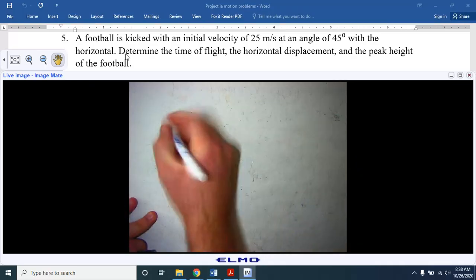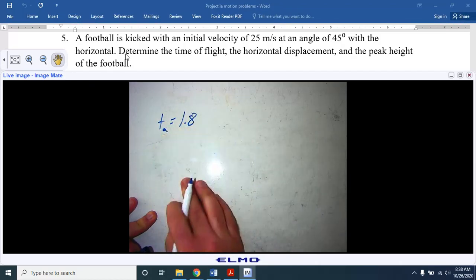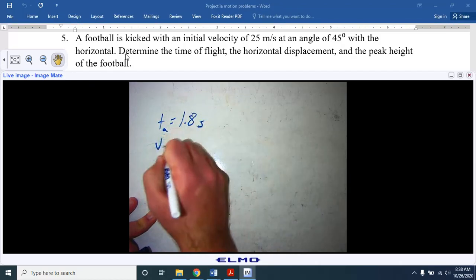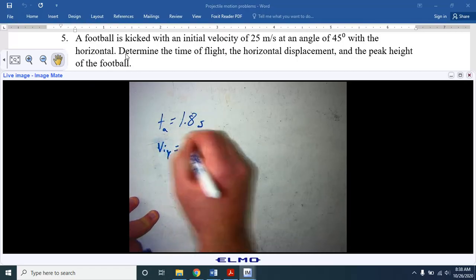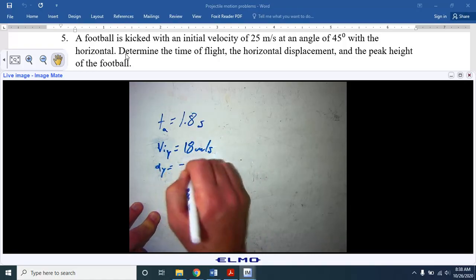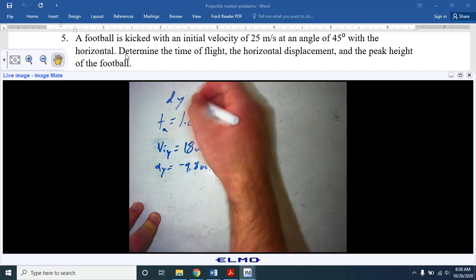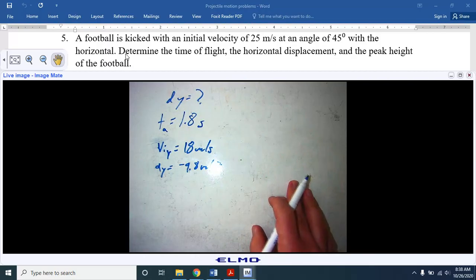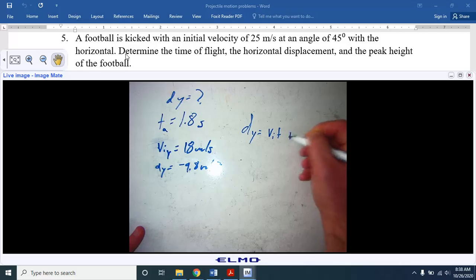So here my time was 1.8. This is the time to apogee. I don't have to worry about my VF. My initial velocity in the y direction was 18 meters per second. My AY was negative 9.8 meters per second squared, and I'm solving for dy. So here, I'm going to come back to this equation that we have used in the past.